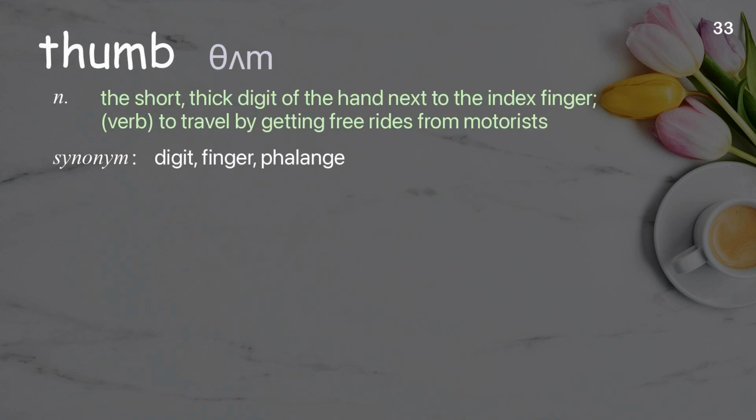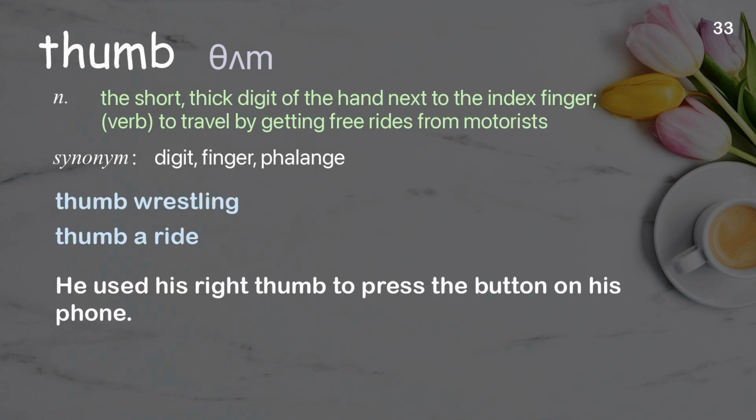Thumb. The short, thick digit of the hand next to the index finger. Verb: to travel by getting free rides from motorists. Examples: Thumb wrestling, thumb a ride. He used his right thumb to press the button on his phone.